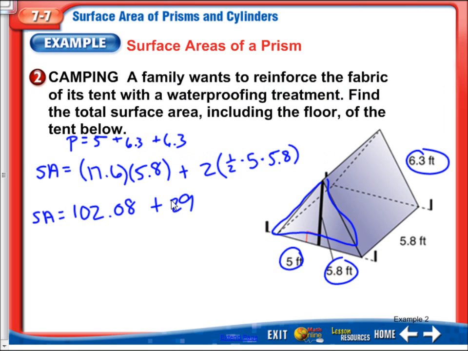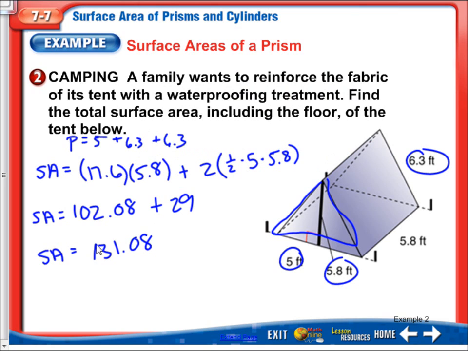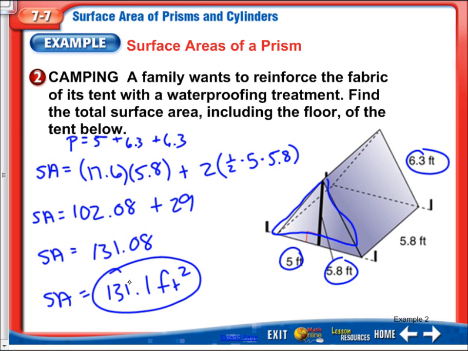And now I need to add that to my lateral surface area, 29 plus 102.08. That gives me 131.08. Now, if we were going to round to the nearest tenth, now I can do that. I can do 131.1 feet squared. And that would be my answer to the nearest tenth.